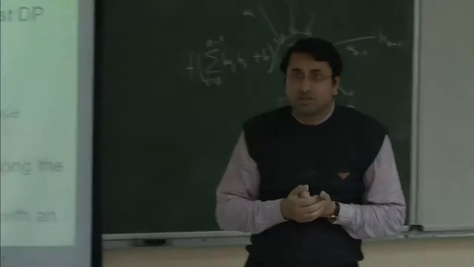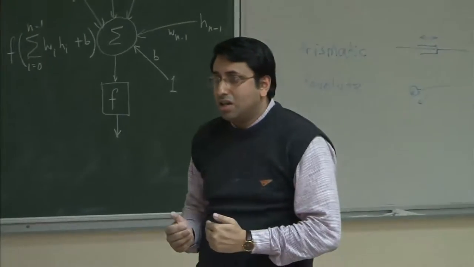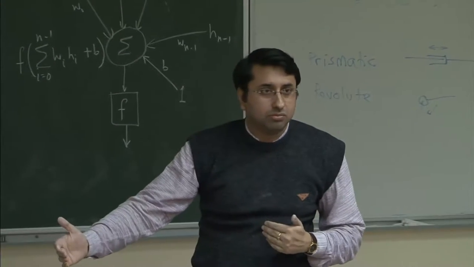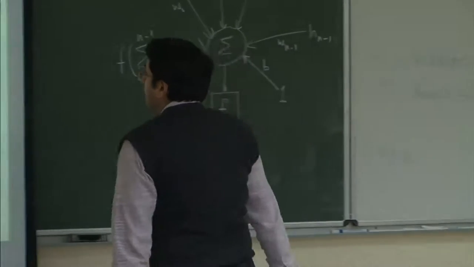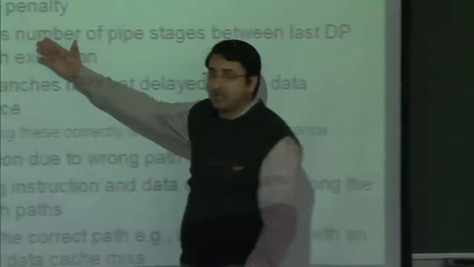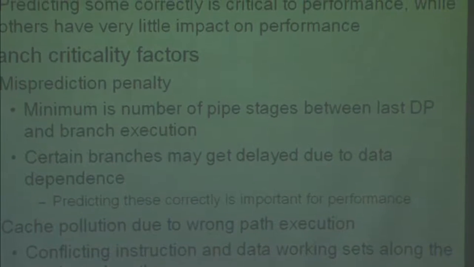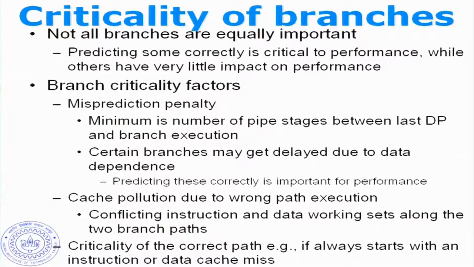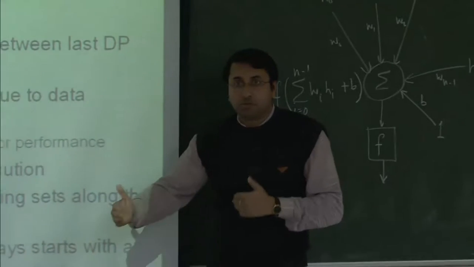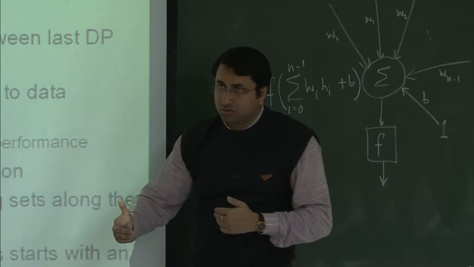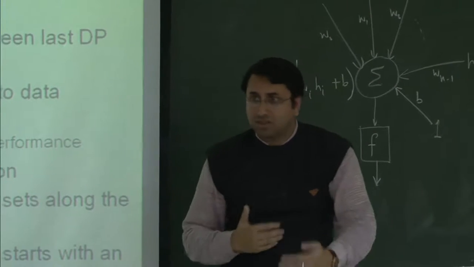So one obvious thing is misprediction penalty. When you mispredict a branch, how many cycles do you lose before you go along the correct path, right? And every branch doesn't have equal misprediction penalty. One of the reasons we have already discussed is that if the branch is data dependent and the data is not ready, the branch may have to wait longer, right? So the minimum is the number of pipe stages between the last direction prediction and branch execution. Remember that we can have multiple direction predictors in multiple pipe stages. The last one to make a prediction is hoped to be the best one. From that point onward to the time you execute the branch is the misprediction penalty.